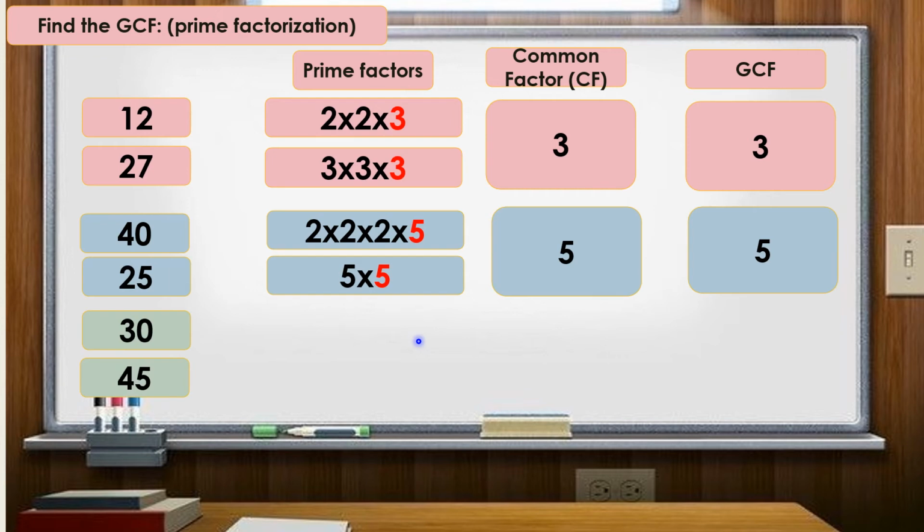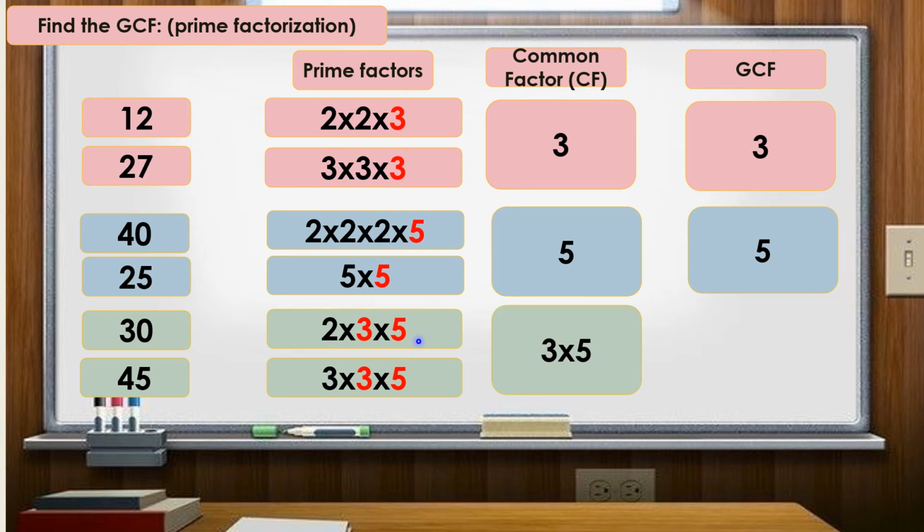So first you need to get the prime factors. So the prime factors of these numbers are this one, as you can see on your screen. So 30 is 2 times 3 times 5, wherein that is 30, and 3 times 3 times 5 is 45. As you can see, there are two common factors. Why, teacher? Because there are two same numbers.